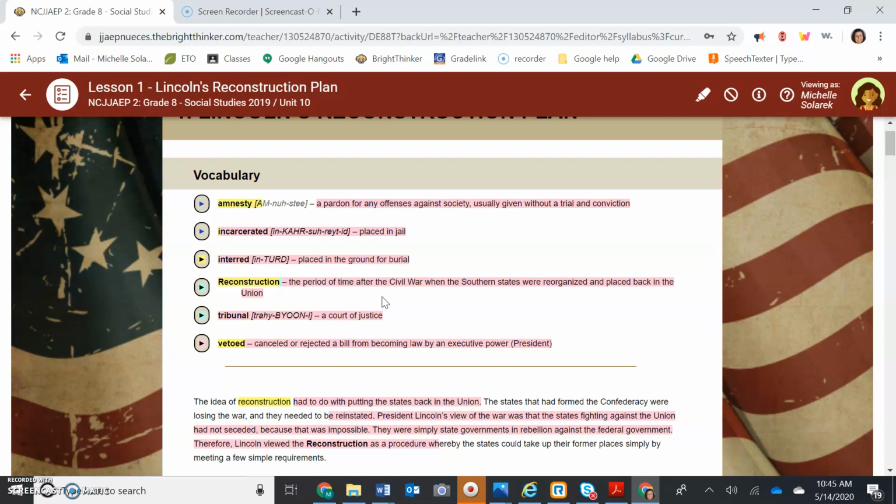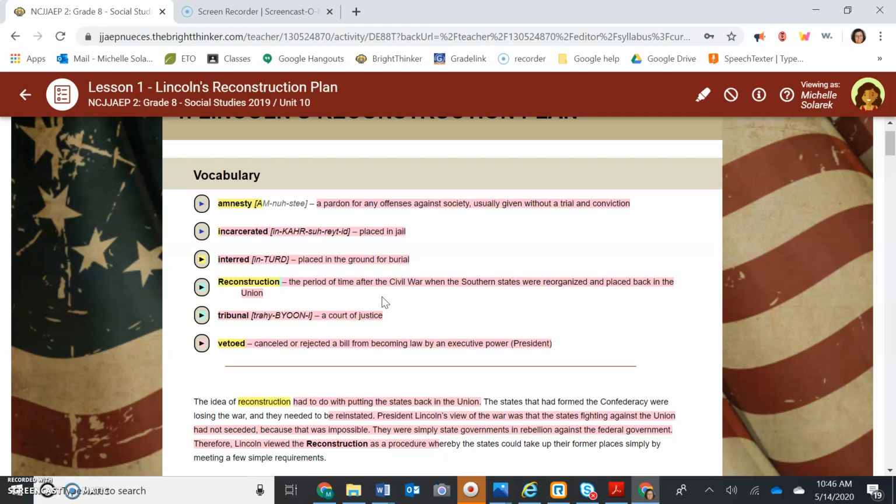Okay, now what we're going to do is I'm going to give you questions and answers as we go along, so please write down number 1 on your paper. And our first question is, what does it mean when a pardon for an offense against a society is given, usually without a trial? So what is it called when a pardon against a society is given? And the answer is amnesty. So as we go along, we'll do our questions like that.